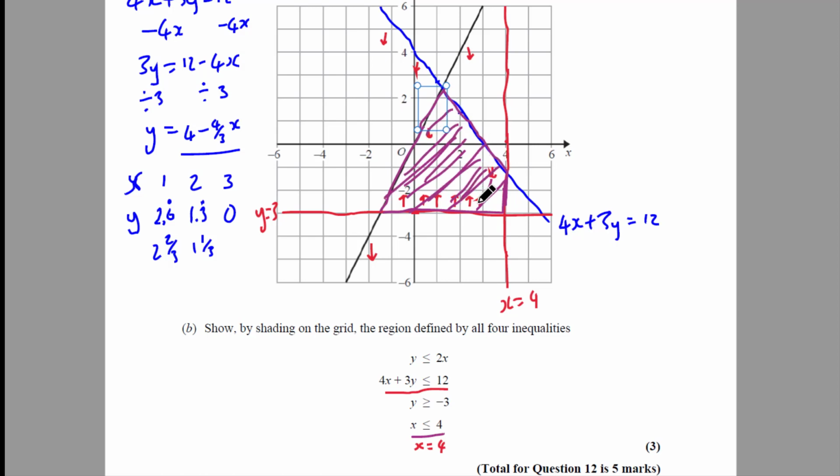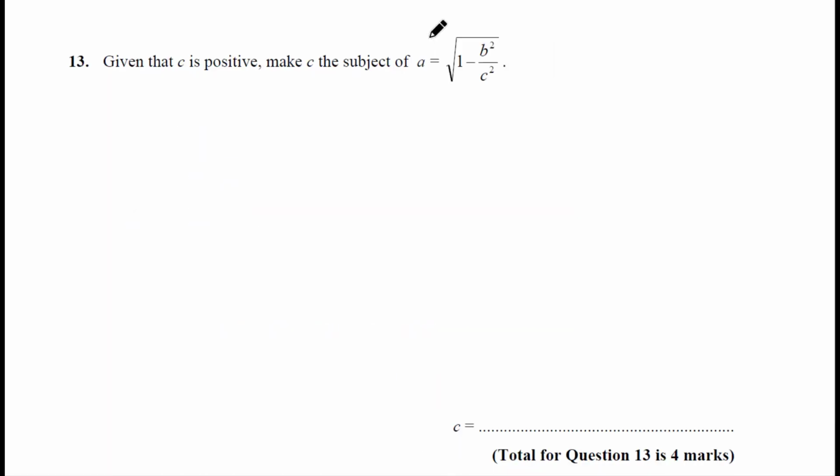Or the easy way is just to choose a coordinate in here and substitute that into all four formulas. If it works, you know that is correct. So it's just changing the subject, and we're making c the subject, and c is positive. To get rid of the square root, we're going to square both sides, because that's the inverse of square root. So that's going to give us a squared equals 1 minus b squared over c squared.